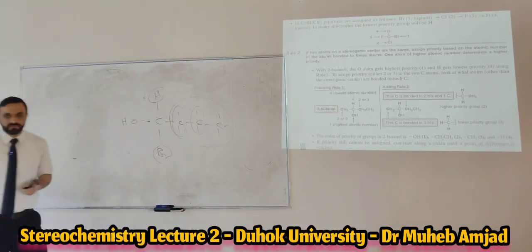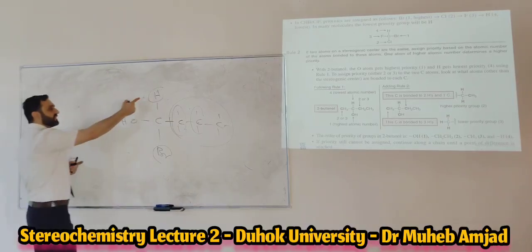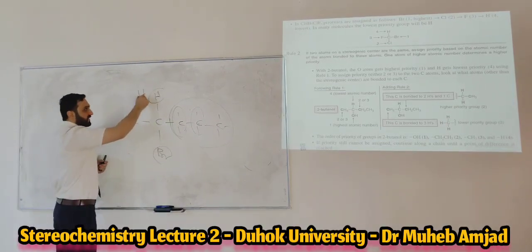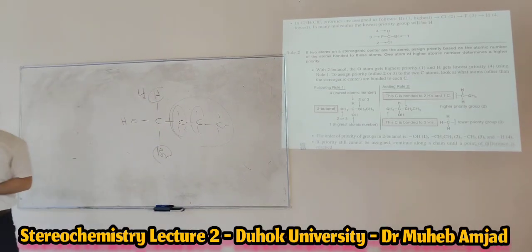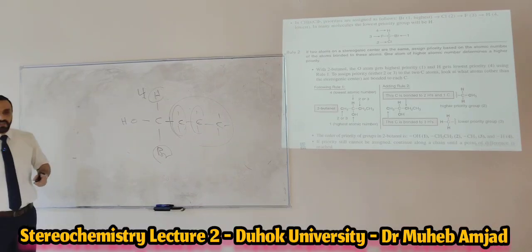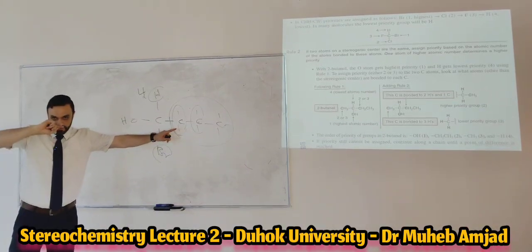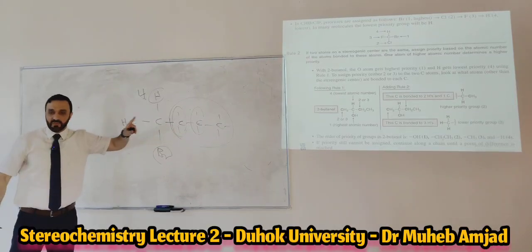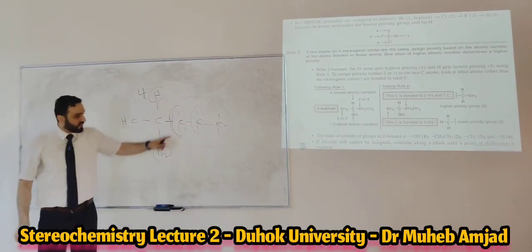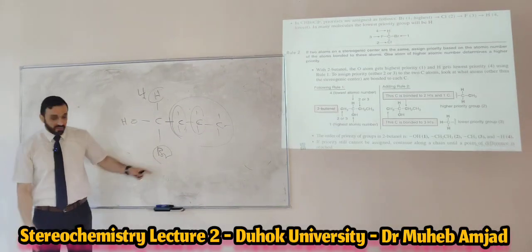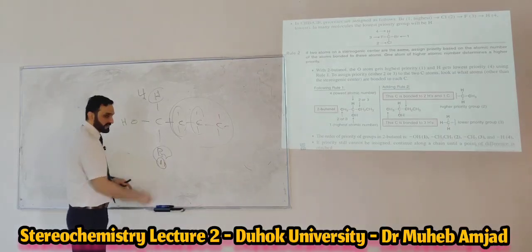Hydrogen is always number 4, always. It is the last priority. Anyone else will take number 1. Oxygen, bromine, or carbon: which has the highest atomic number? Look to the bromine. That means this one will be number 1.